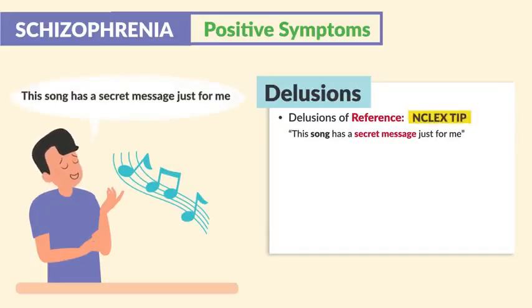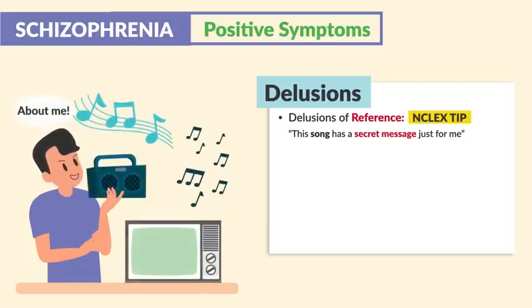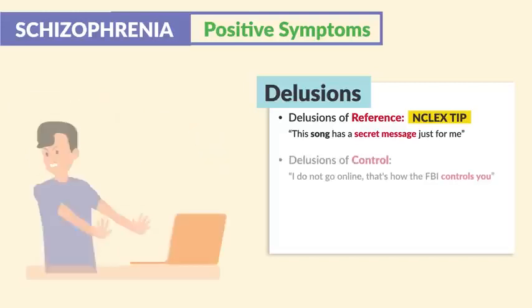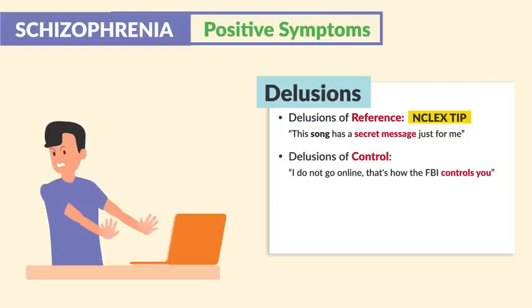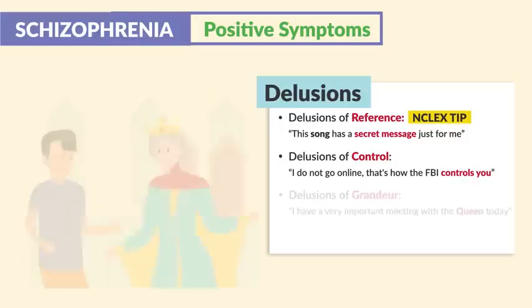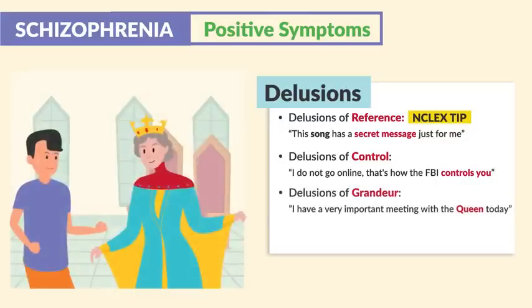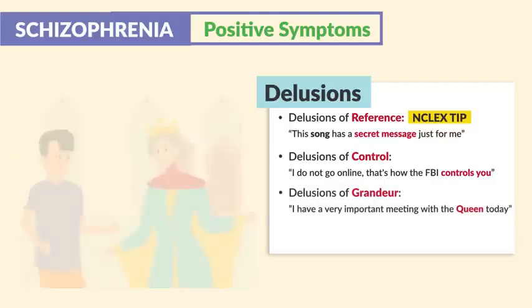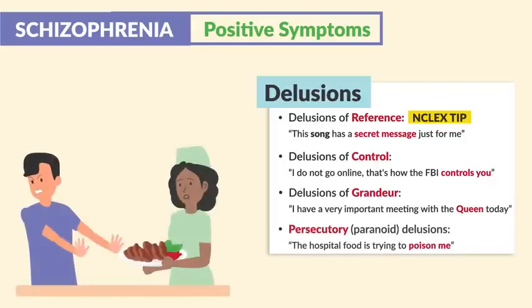Big NCLEX tip. So clients will state this, feeling that songs or even TV shows or news articles are a personal message to them. And delusions of control, a client might state, "I do not go online. That's how the FBI controls you." Or delusions of grandeur. "I have a very important meeting with the Queen today." And lastly, persecutory or paranoid delusions. "The hospital food is trying to poison me."